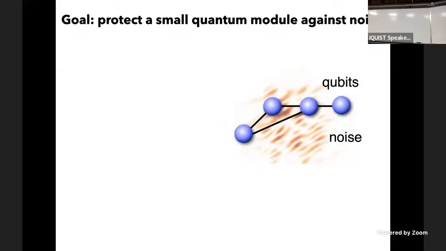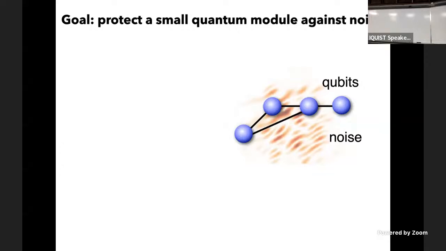Okay, so you can view reinforcement learning often as a kind of game. You have to formulate a game, and then the computer tries to become good at this game. So let me formulate the game for you. We have a few qubits, not very many, and they are subject to noise. And the goal will be to preserve the quantum state that was encoded inside these qubits against the noise.